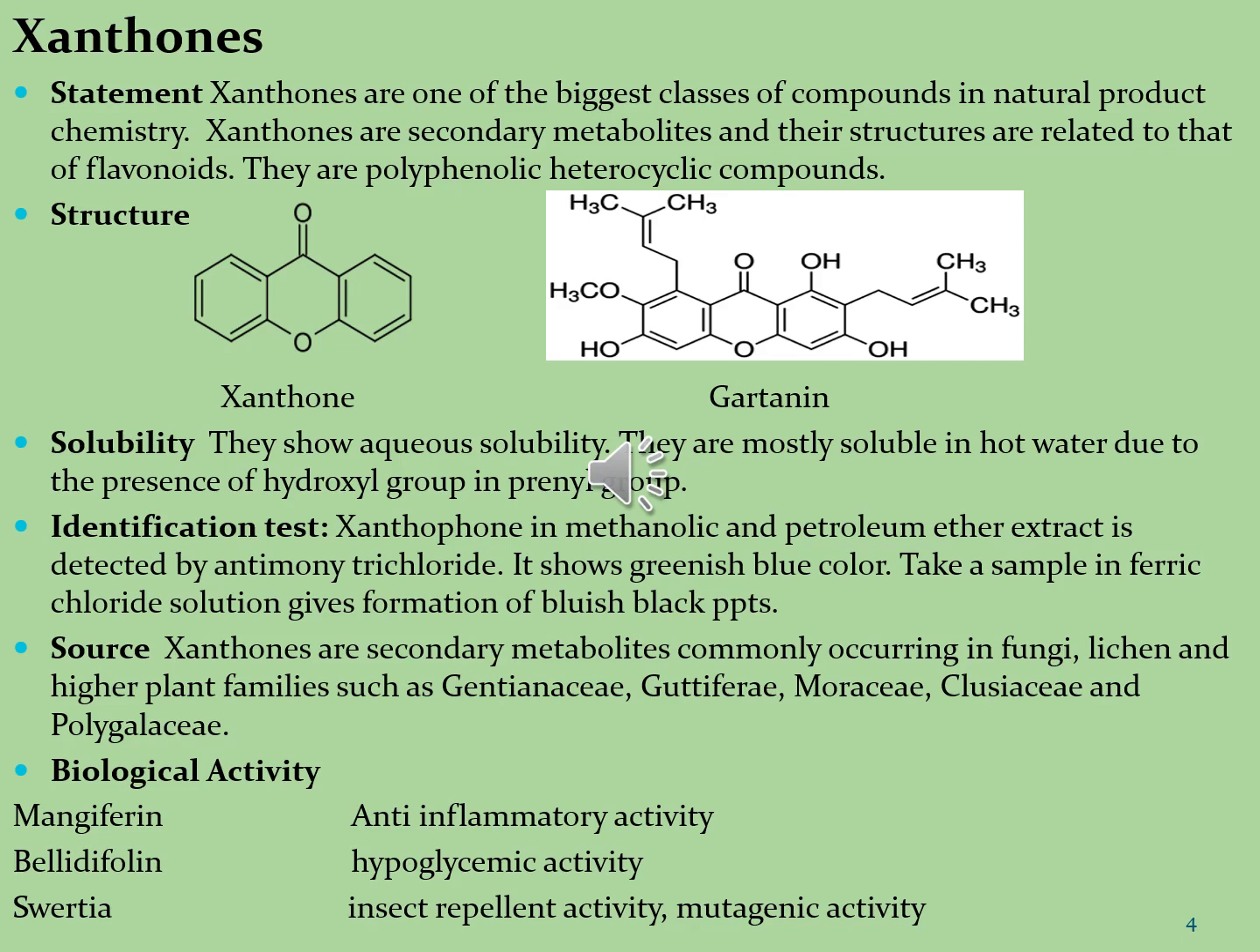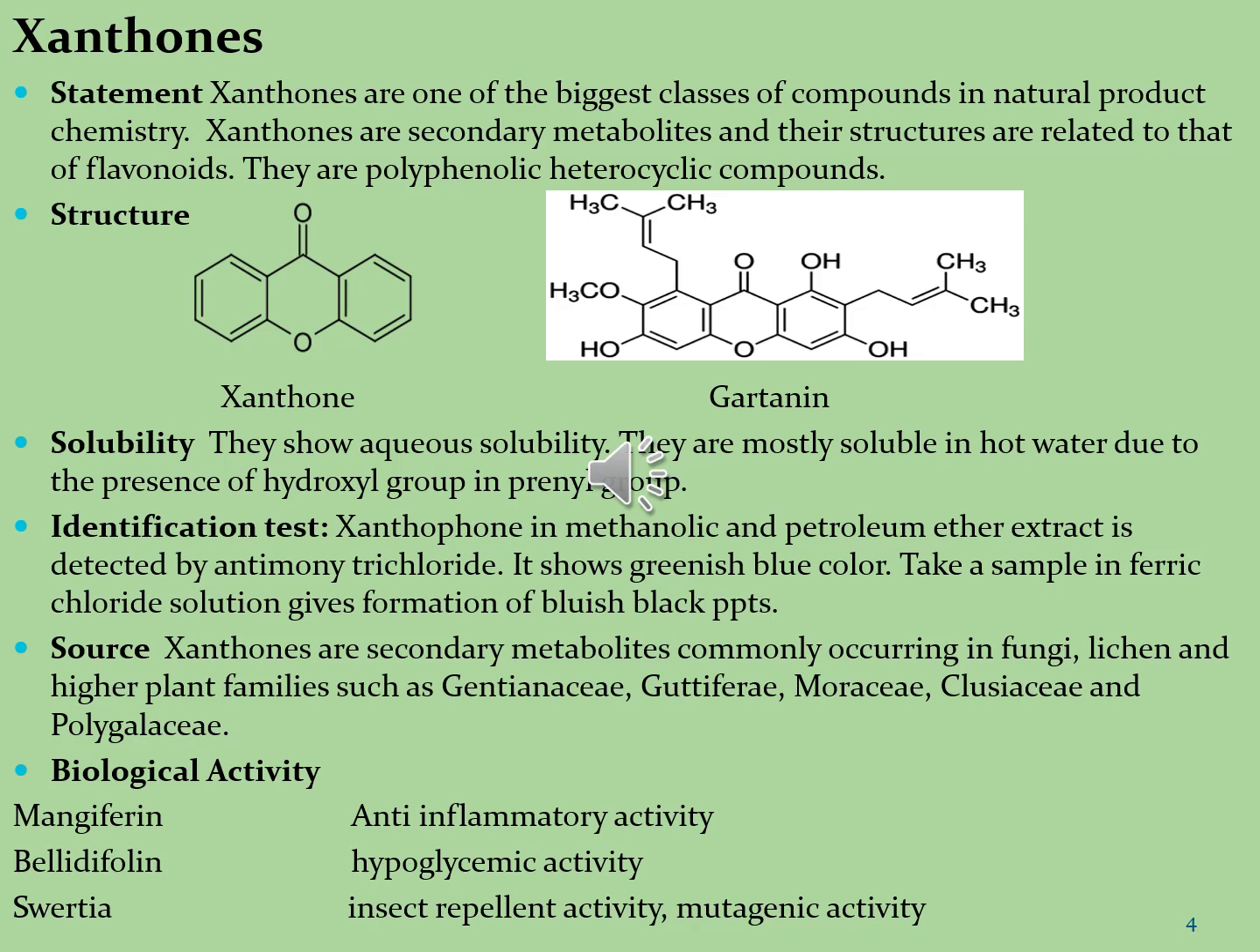The second molecule is gratinine. Now we see its sources and uses. Gratinine is found in the plant Garcinia mangostana, and it is used in autophagy, apoptosis, and the growth of human urinary bladder cancer cell lines. Xanthones are soluble in water, and they are mostly soluble in hot water due to the presence of hydroxyl groups in the phenyl group. Now let's see how the xanthones are identified.